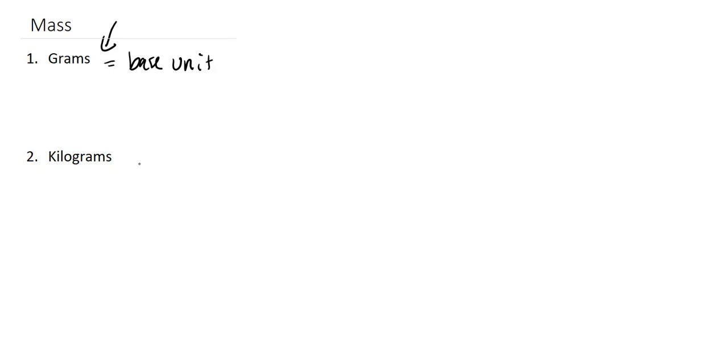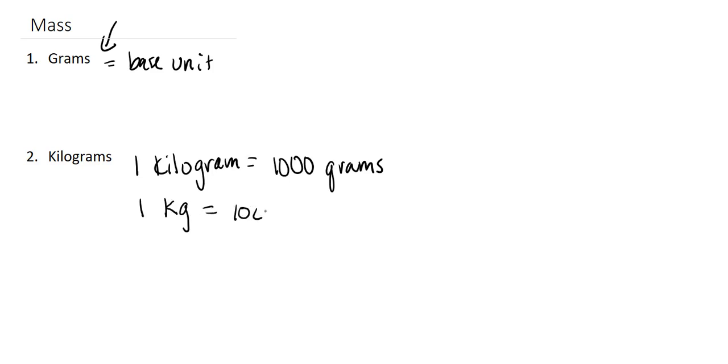kilograms, well, 1 kilogram is equal to 1,000 grams. So this can also be represented as kg is equal to 1,000 g. That's another way to look at these units. We can just shorten it like this. Now, this is for mass. Now, let's go look at length.